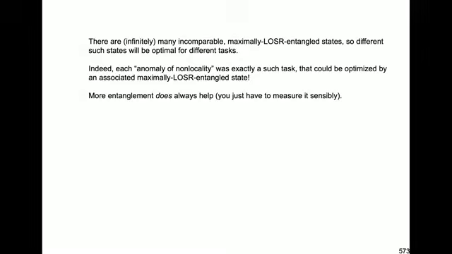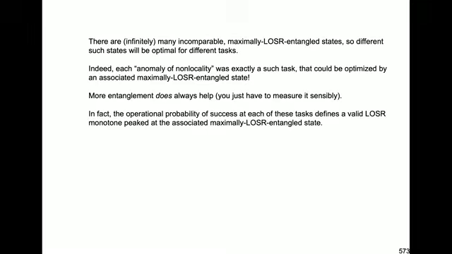So, in other words, more entanglement does always help you if you're measuring it sensibly. If you're using the LOCC measures, it looks like you need less entanglement. But in the LOSR approach, it's always a maximally LOSR entangled state that's giving you the optimal probability of success. And in fact, you could take the operational probability of success at each of those tasks and just define that as a valid LOSR monotone peaked at the associated maximally LOSR entangled state.